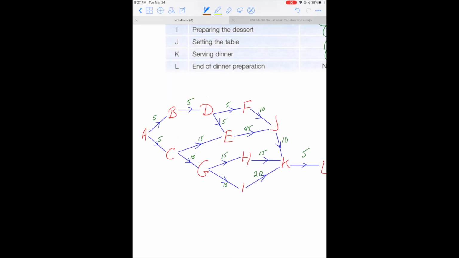It takes me 10 to get to the D. It takes me 15 to get to the G. It takes me 20 to get to the G. To get to the E, there are two ways I can get to the E.